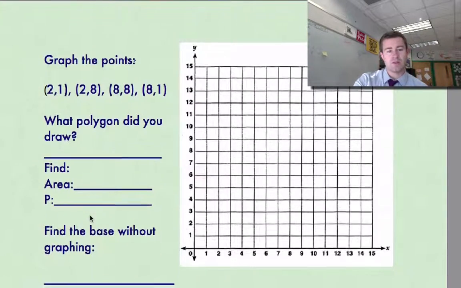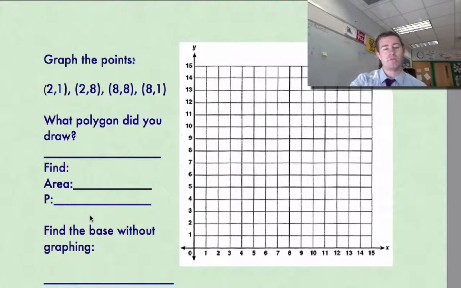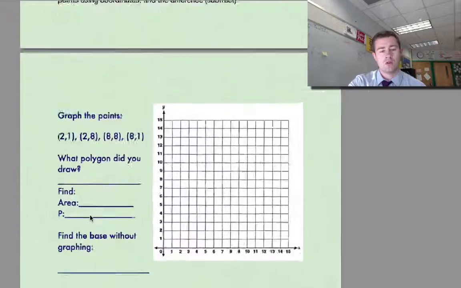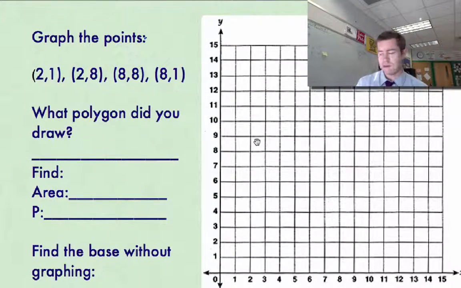Graph these points. What did you get? So we're going to do that. Okay, so we got 2,1. So over 2, up 1. And I got 2,8. So over 2, up 8. See where the y-axis is at 8? Good. 8,8, over 8, up 8.